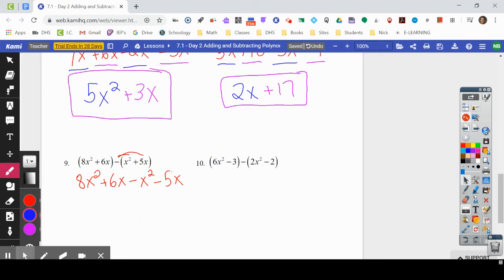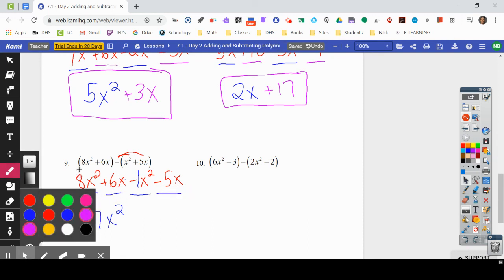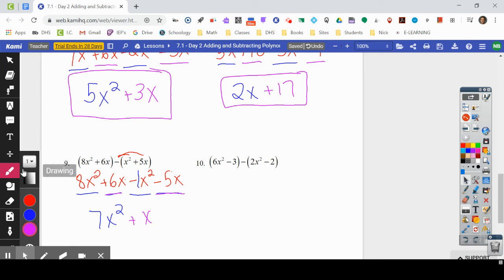So now that I distributed that minus sign, now I can combine like terms. I have 8x squared minus an x squared, or really a 1x squared. So 8 minus 1 gives me 7x squared. And again, notice I don't touch those exponents, they stay the same. Then we have a positive 6x with a minus 5x. Those terms can combine. So 6 minus 5 is going to give me a positive 1x, or just a positive x. Hopefully that's the same answer that you got when you practiced this.